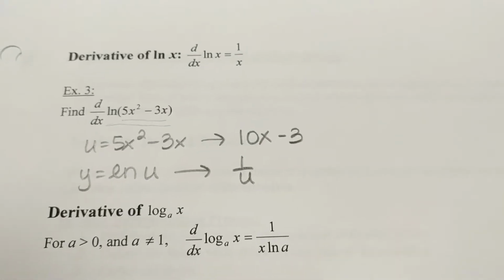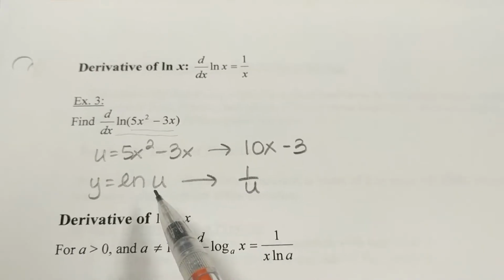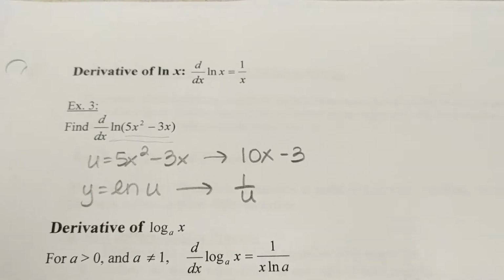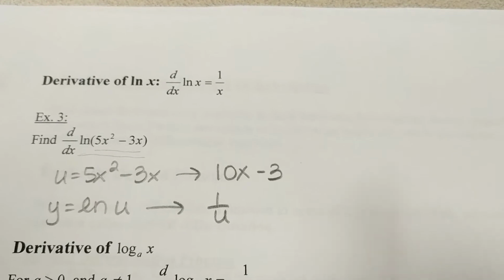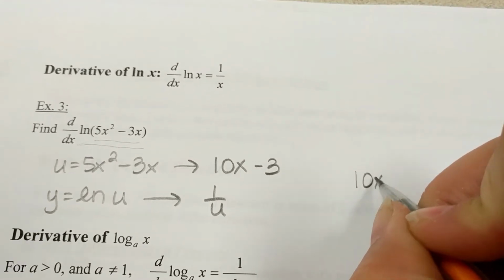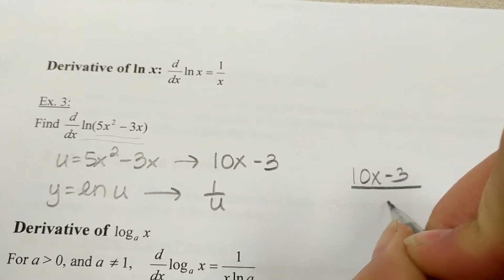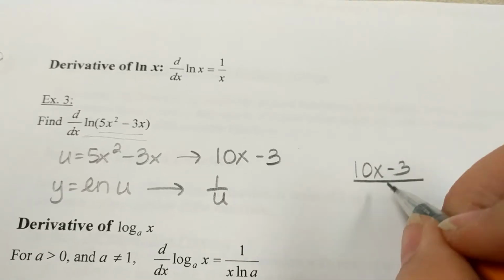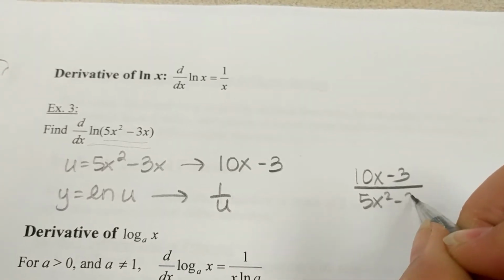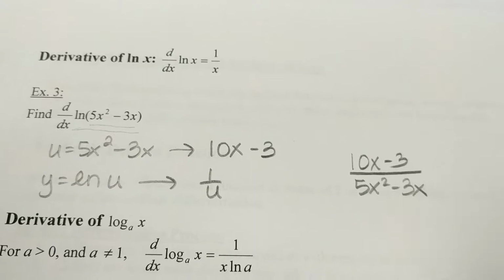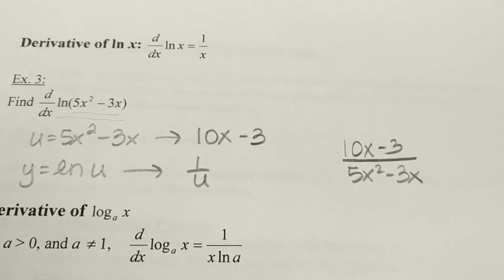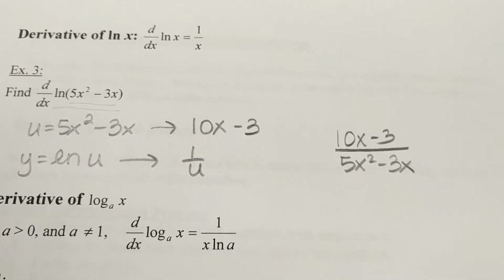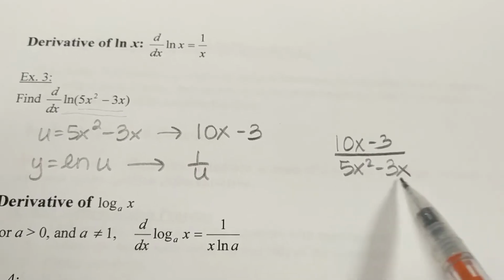So math magic, my inside function, my outside function, we do the derivative of both of those. The only thing left to do is combine those. So we get 10x minus 3 over u, and our u in this case was 5x squared minus 3x. Now you can take an x out and simplify that a little bit. You do not have to in the bottom.